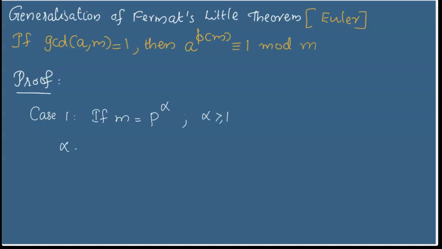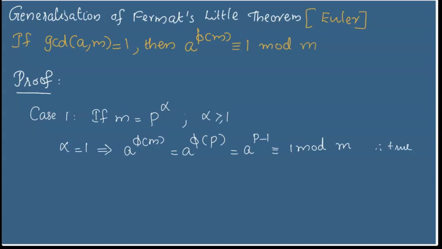Let us consider the case when alpha is equal to 1. Then we know that A raised to phi of M equals A raised to phi of P, and that is equal to A raised to P minus 1, and this is congruent to 1 modulo P, or 1 modulo M, using Fermat's little theorem. So this theorem is true when alpha is equal to 1.